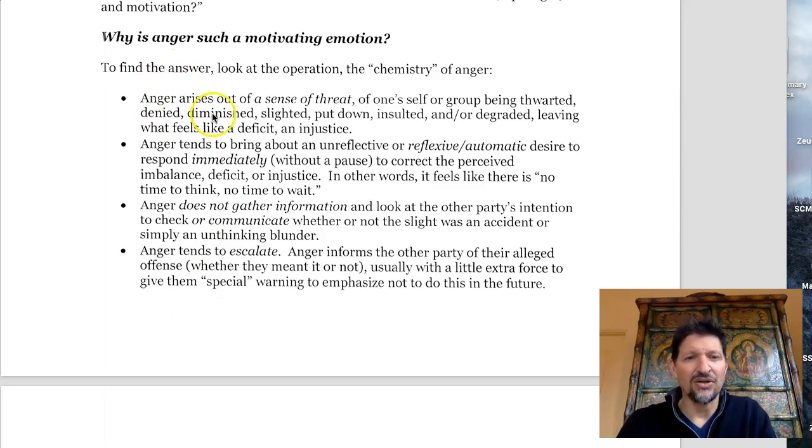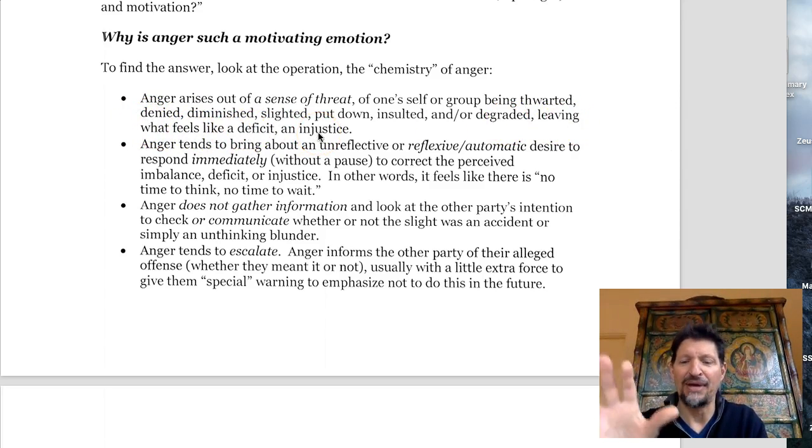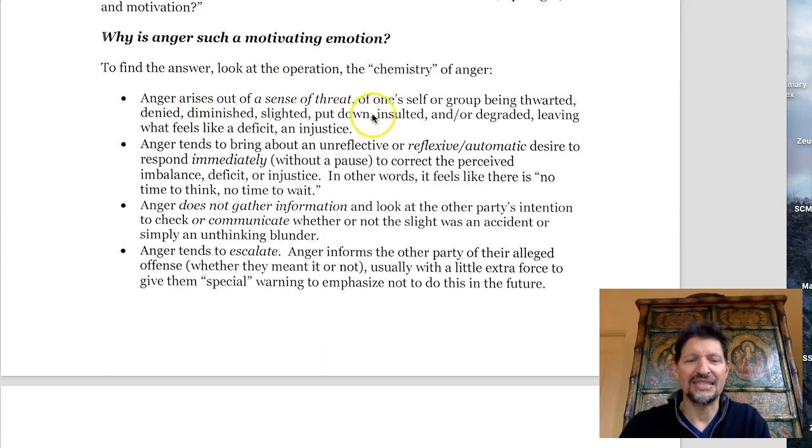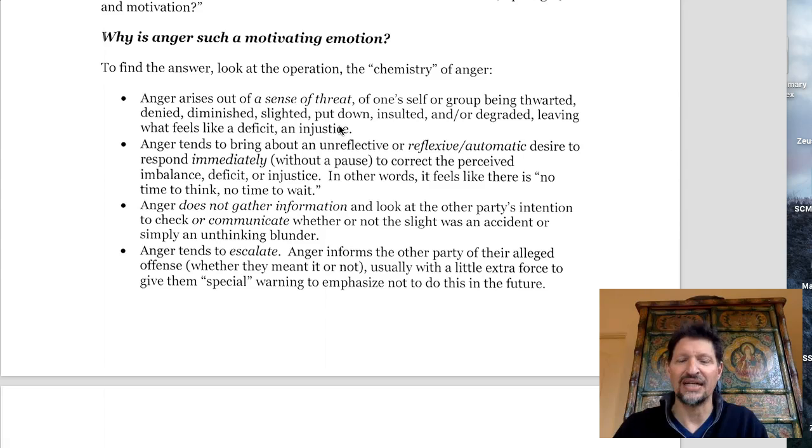We notice that anger arises out of a sense of threat to one's self or group being thwarted, denied, diminished, slighted, put down, insulted, and or degraded, leaving what feels like a deficit or an injustice or an imbalance, okay? Now, different academic articles in the book use different kinds of terms, but it is the notion of being thwarted or denied or slighted in some way, okay?